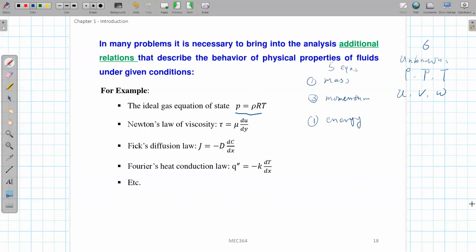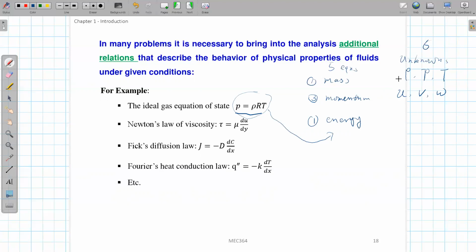In these cases, we have to bring in additional particular laws, additional relations, to the governing equations so we can solve them. For example, if we bring the ideal gas equation into this system of equations, now we have 6 equations, and then we are able to solve for these 6 unknowns.